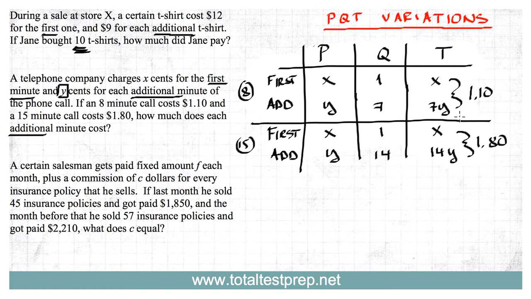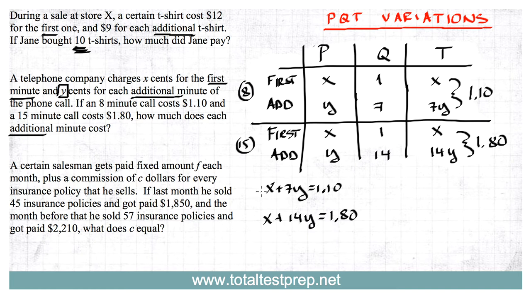The point of the table is to help you keep track of the information so that once you have all the information down, it's easier to make an equation. And the equations we can make are that X plus 7Y equals $1.10. This is the price for the 8-minute phone call. And X plus 14Y equals $1.80.